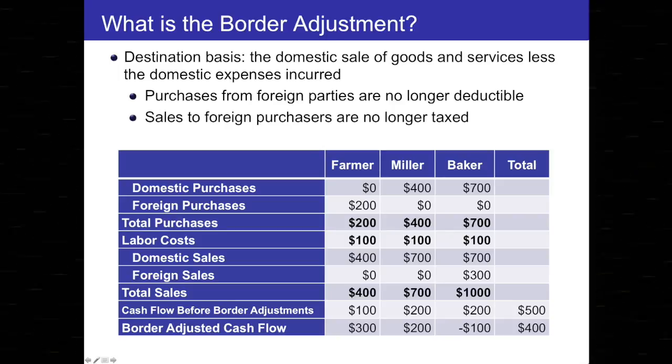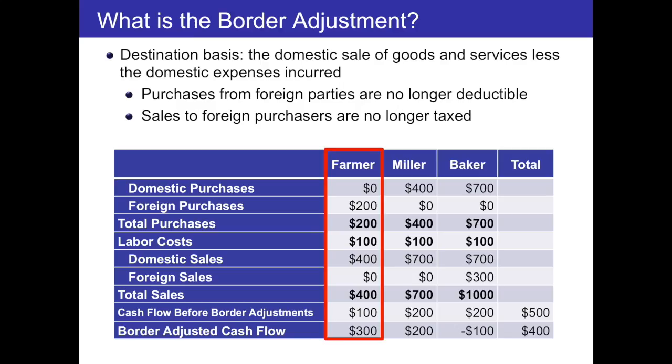This is, again, something that people are thinking very hard about right now, and what its implications are. So in a destination basis, what we take is the domestic sales of goods and services, so everything you buy in the US, less the domestic expenses incurred. And so what this means in particular is that purchases from foreign parties are no longer deductible. So if you're importing pieces to your production process, you don't get to deduct those costs in a border-adjusted cash flow tax. And then sales to foreign purchasers are no longer taxed. So if you bake a loaf of bread and you sell it in Canada, you don't get to deduct the cost of tax.